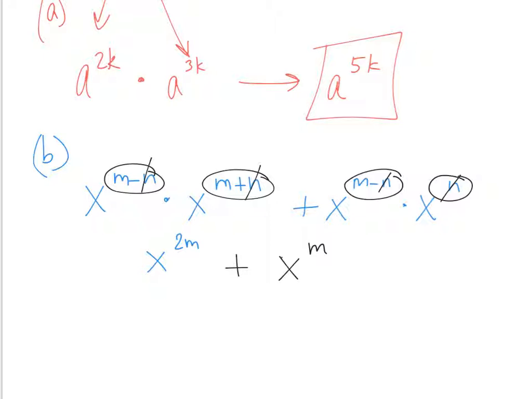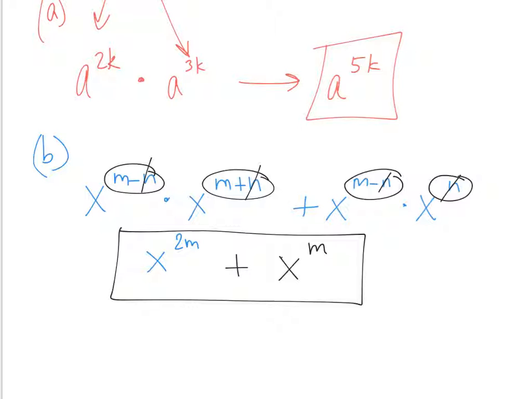Can I combine these last two? Some of you shook your head yes. Some of you said no. What is it? I don't think you can. Why not? Because what you're saying is x times a number subtracted by another number. Well, there's a way to make sense of it, though. You could make a simple statement. Pick a number for m. 2. Okay, so you would have then x to the fourth plus x to the second, right? Are those like terms? X to the fourth and x to the second are not like terms.